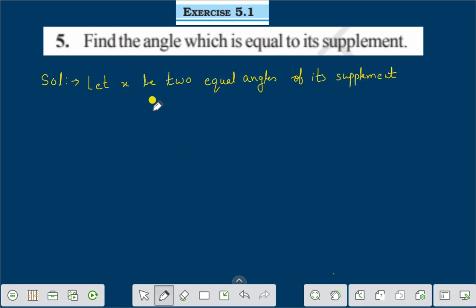Therefore, according to the question, x plus x is equal to 180 degrees, because these are supplementary angles. Supplement means if the sum of two angles is 180 degrees, then they are said to be supplements of one another. Therefore, x plus x, which is 2x, is equal to 180 degrees.